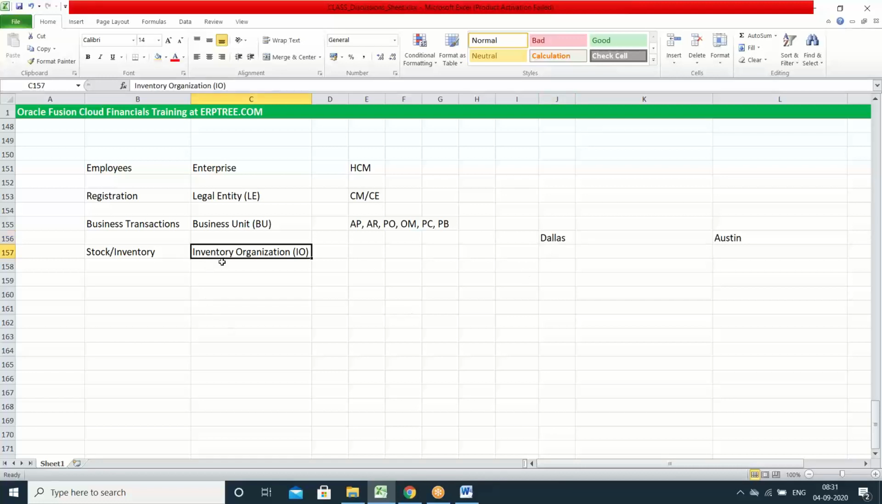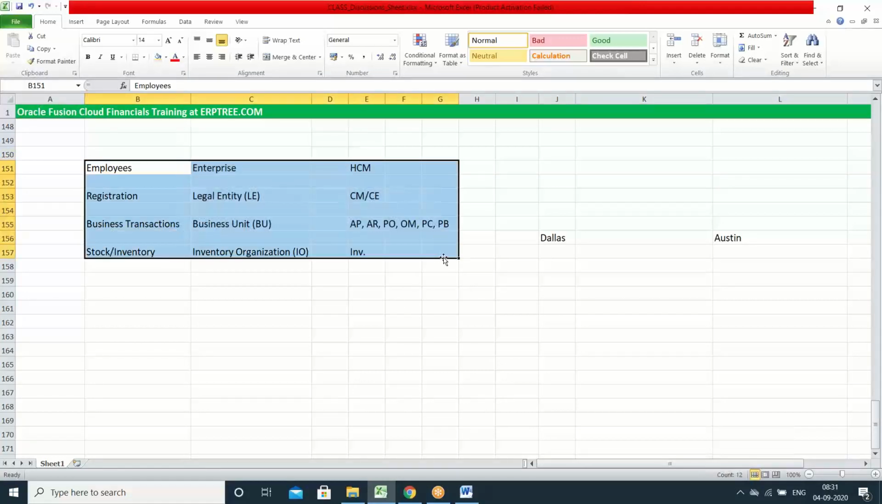The same way, there is the inventory organization. For inventory organizations, to track the transactions, we use the inventory application. There are a few other applications also, but not required for us. So these are the points we have to understand. Any questions on these points, please?